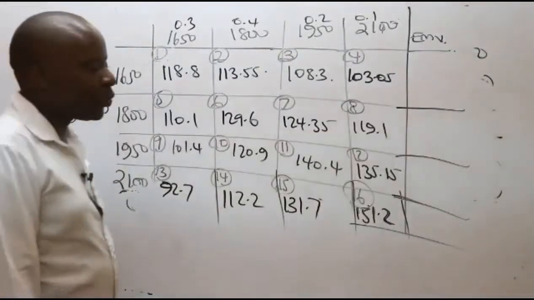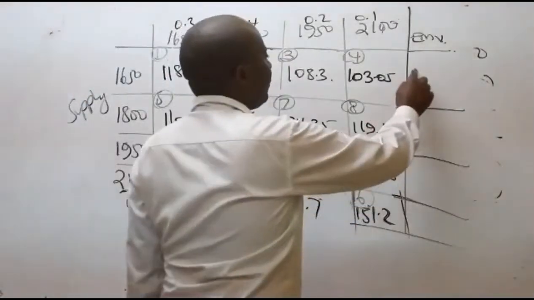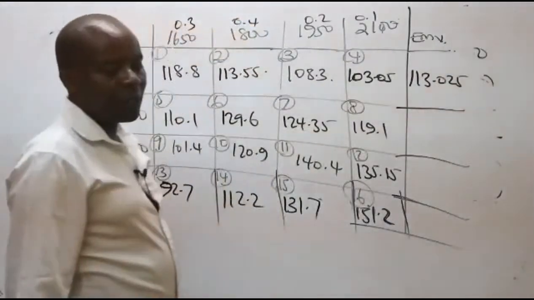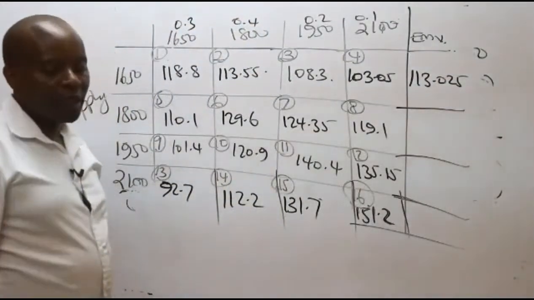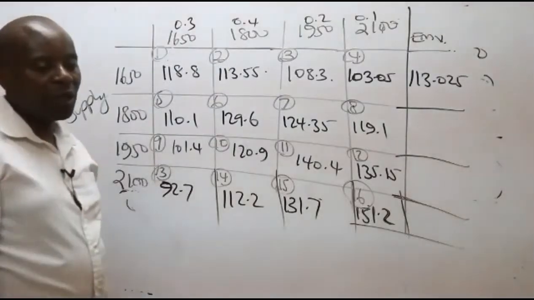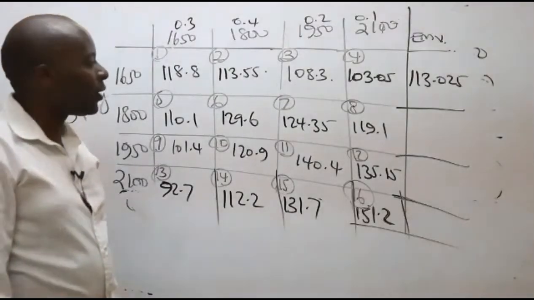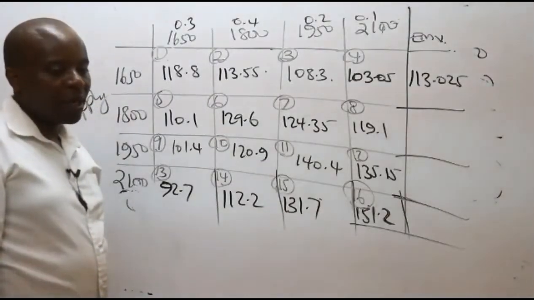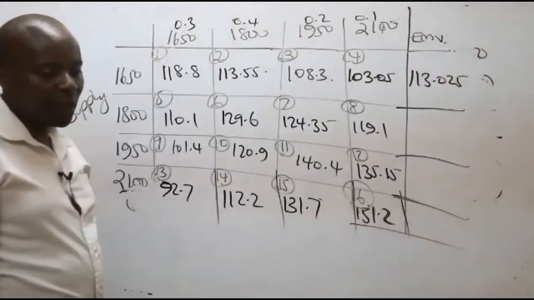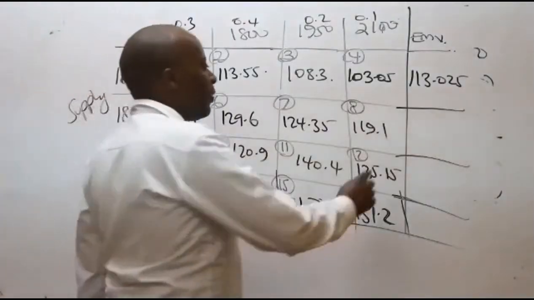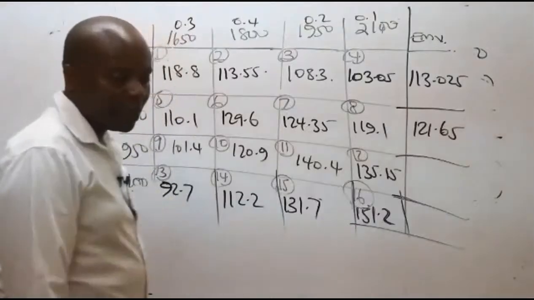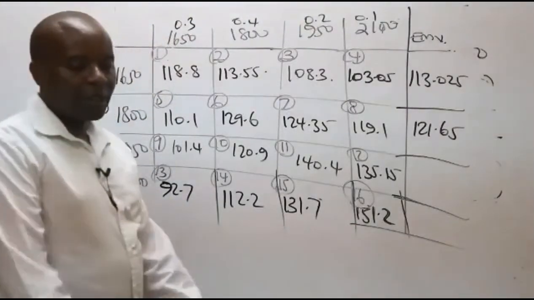So Mengich says 113.025. The first expected monetary value is 113.025. From there, we have the second one. How about the second one? 121.65. From there, we have the third one.